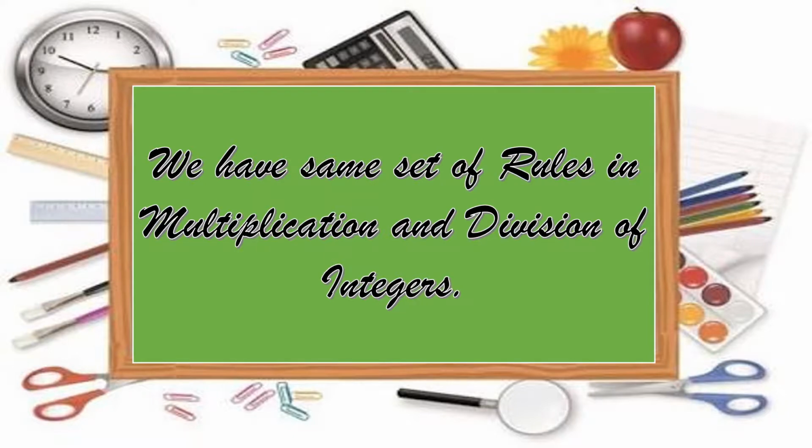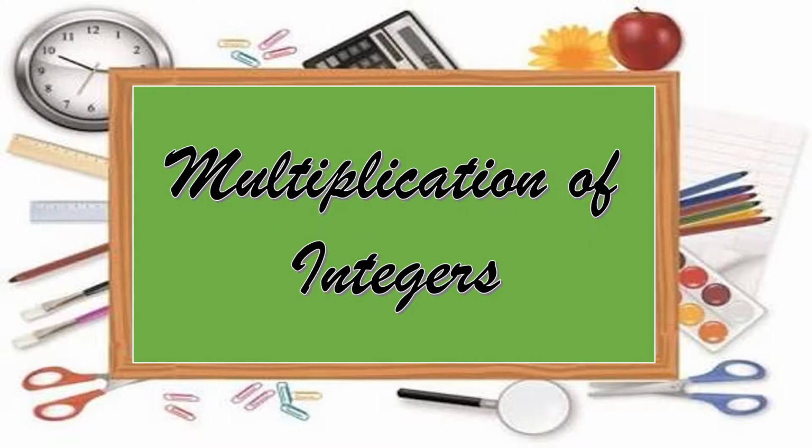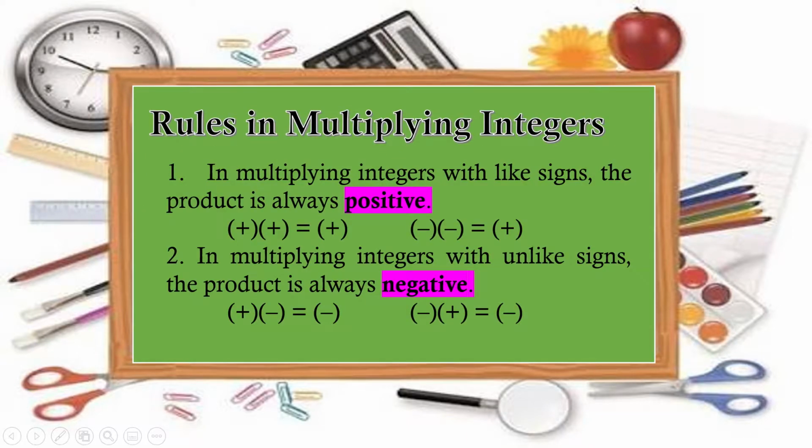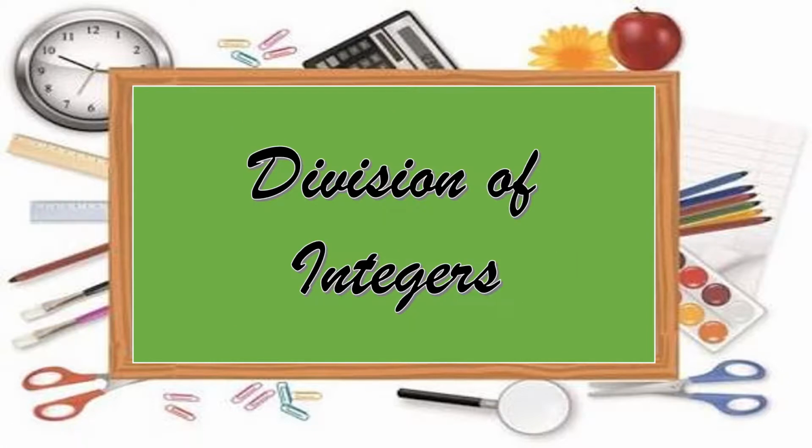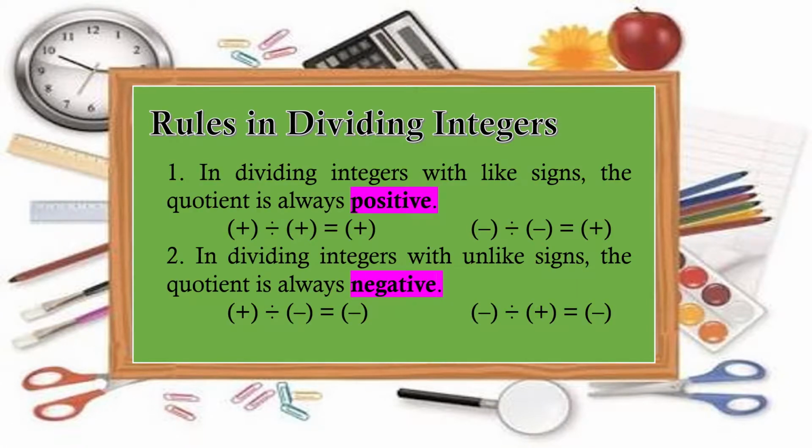So we have the same set of rules for multiplication and division. So let's start with multiplication. In multiplying integers with like signs, the product is always positive. And in multiplying integers with unlike signs, the product is always negative. How about in division? In dividing integers with like signs, the quotient is always positive. And in dividing integers with unlike signs, the quotient is always negative.